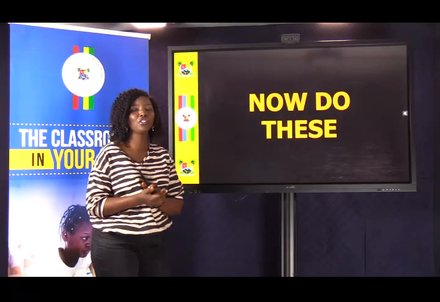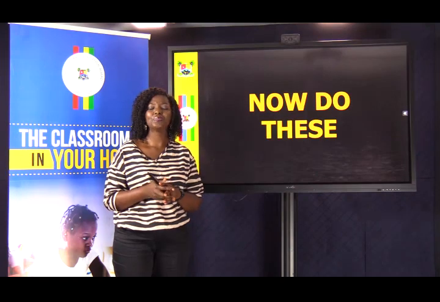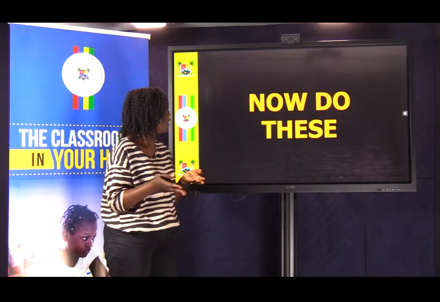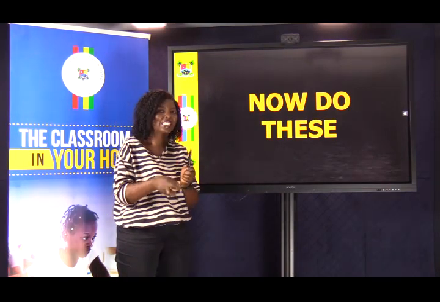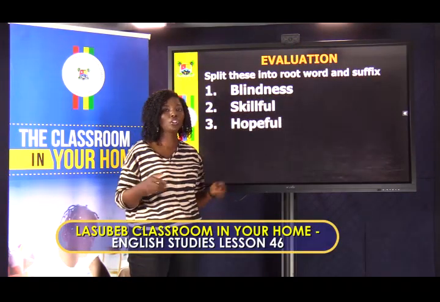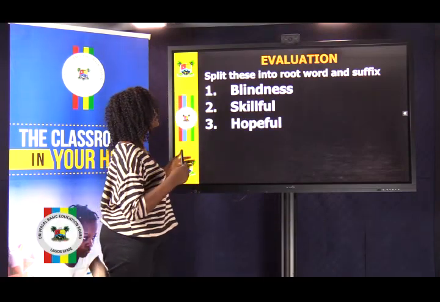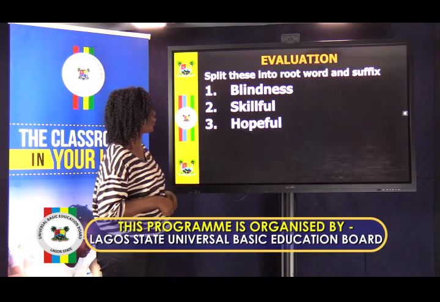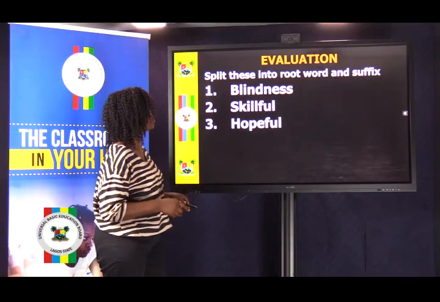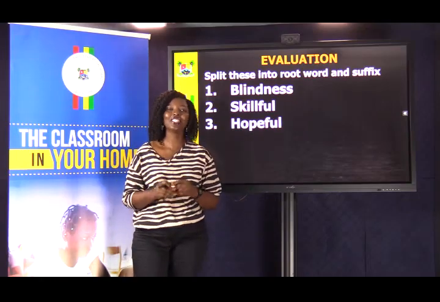Okay. Well, I'm very sure with those few examples I've given you, you have gotten this little trick behind root word and suffix. When you see a word, you can easily pick the basic word, the root word, and the suffix. Now it is your turn. I want you to do this evaluation. As proof that you've been following the lesson, split these into root word and suffix. One, blindness. Two, skillful. Three, hopeful. I will be back. Your time starts now.